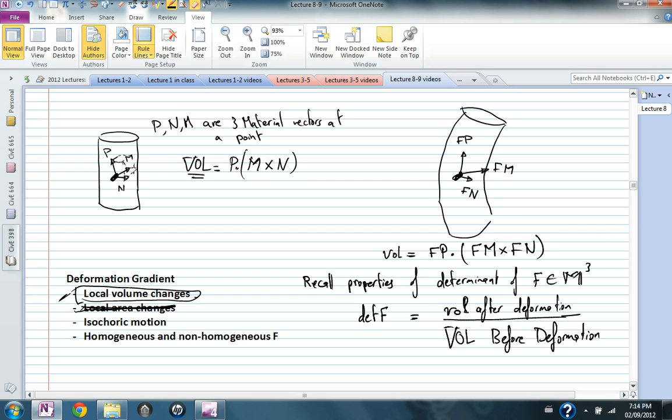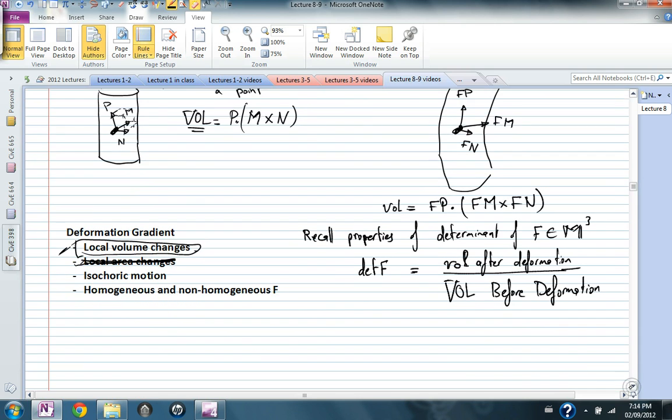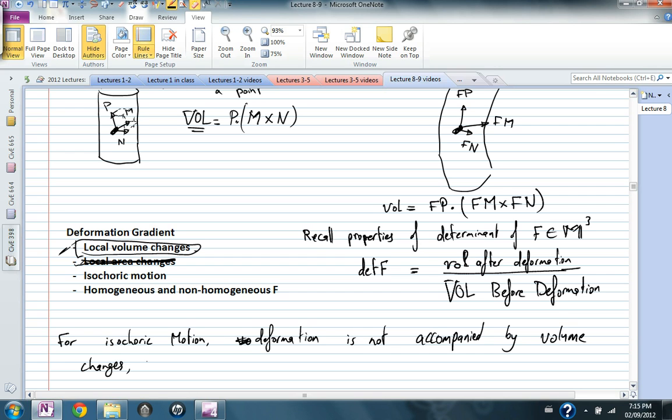If an object has its volume not changing as it deforms, for example rubber can have huge shape changes, but the volume does not change. So for isochoric motion, deformation is not accompanied by volume changes. In that case, the determinant of F is equal to 1.